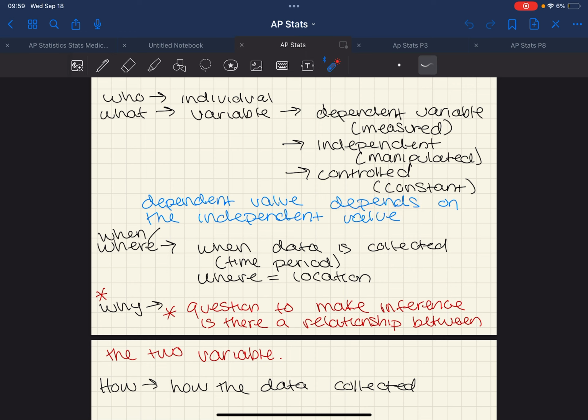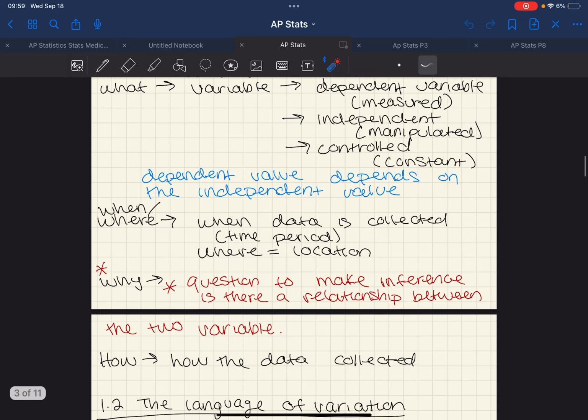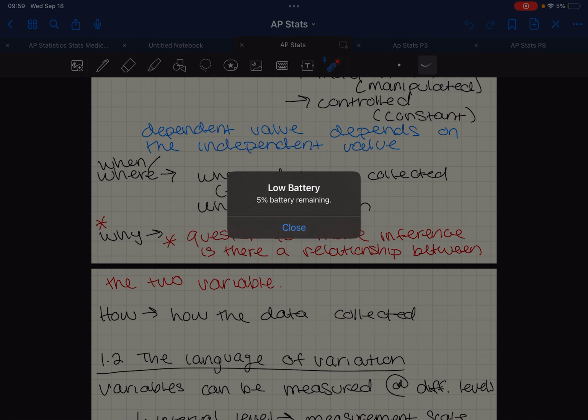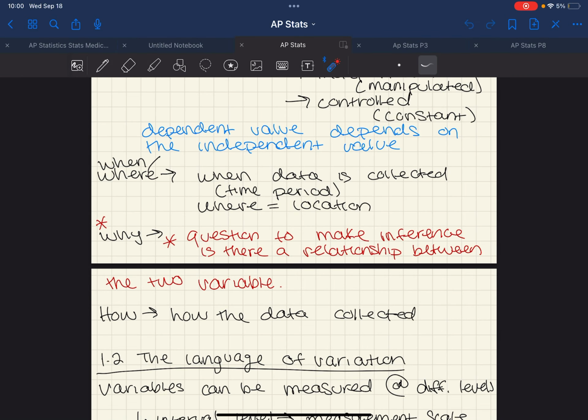Then we have the when and the where. So the when is when the data is being collected. So think time period. So we could have data that is collected in the 1800s versus data that is collected now in 2024. If we know that these 2 sets of data are collected in different time periods, we couldn't always compare them or put them under the same predictions based on what was happening during the time period.